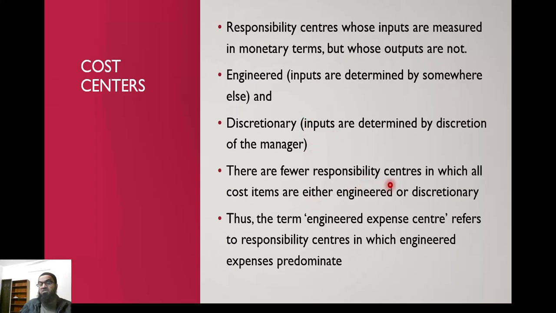And there are few responsibility centers in which all cost items are either engineered or discretionary, right? Of course, this distinction is actually a bit illusionary because there are overlaps. For example, there is always a certain minimum amount of resource requirement for the accounts department, for the HR department, for a given level of output. So not all the expenses are engineered. Even in the engineered cost centers, not all the expenses are proportional to the output.